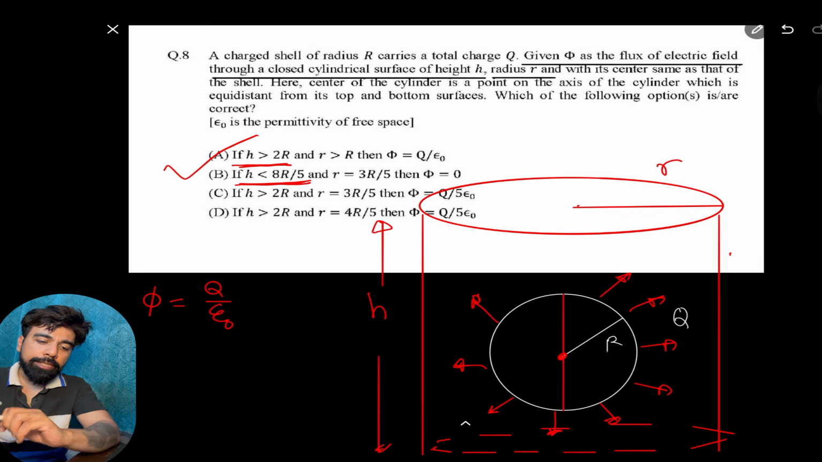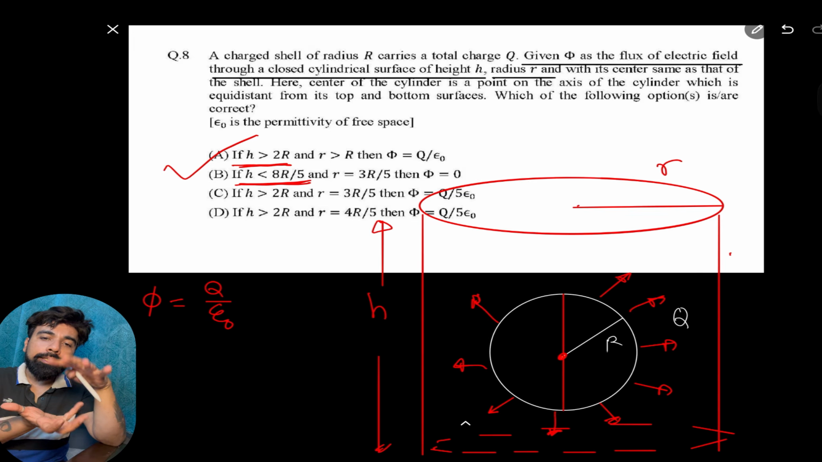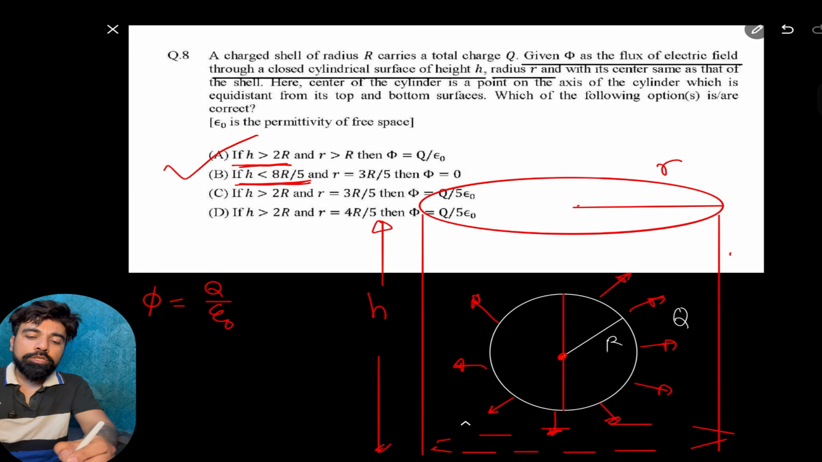It is 1.6r. That means the height now is less than 2r, so the cylinder is now smaller than the diameter of the sphere. And also see the radius. The radius is 3r by 5. That means the radius is also less than the radius of the sphere.